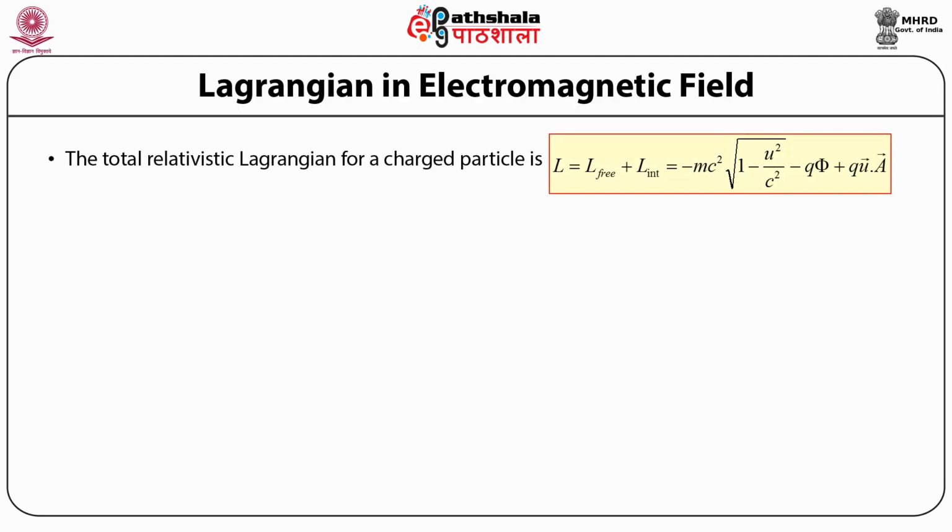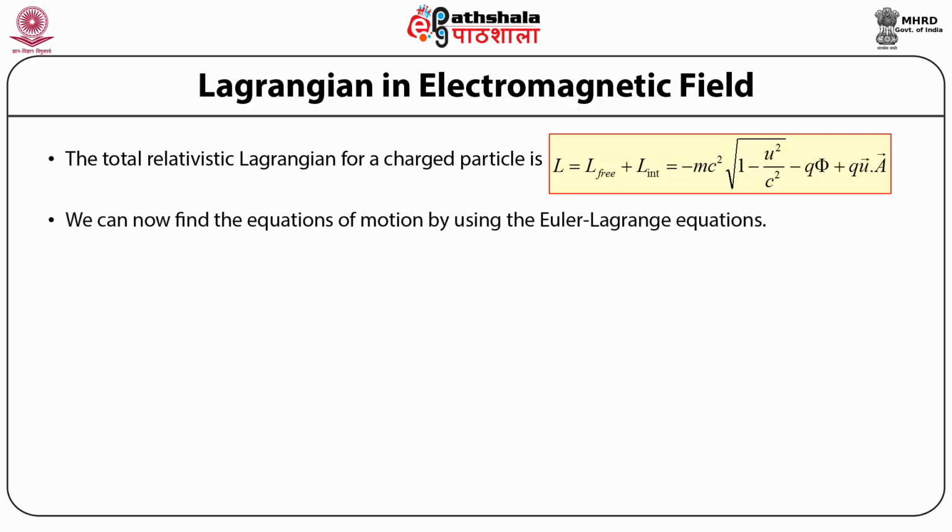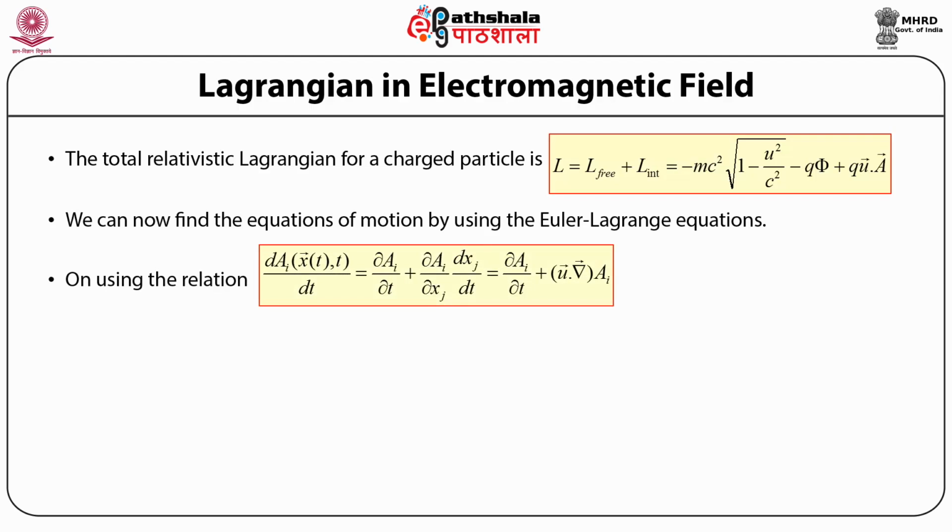Combining the two terms L_free and L_int, the total relativistic Lagrangian for a charged particle is L equals L_free plus L_int, equals minus mc² times the square root of 1 minus u²/c², minus qφ plus q u dot A. We can now find the equations of motion by using the Euler-Lagrange equation. On using the relation dA_i(x,t)/dt equals ∂A_i/∂t plus ∂A_i/∂x_j times dx_j/dt, equals ∂A_i/∂t plus (u dot ∇)A_i.